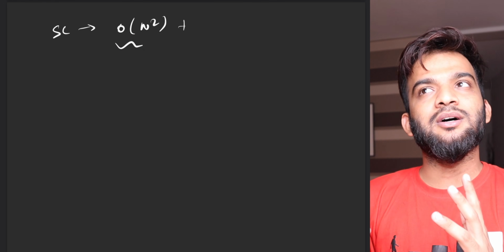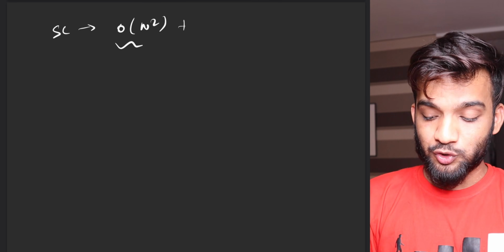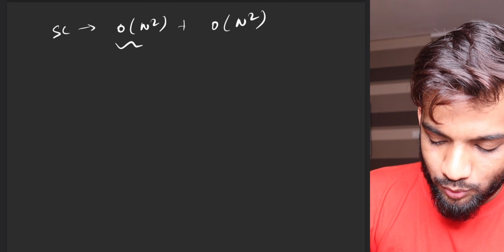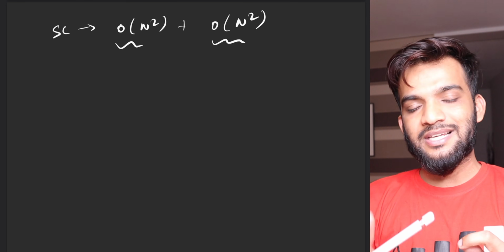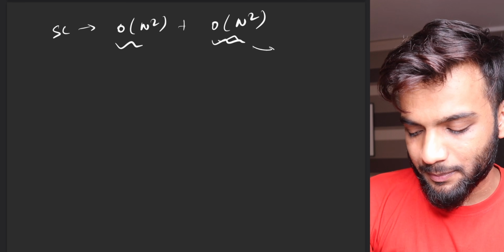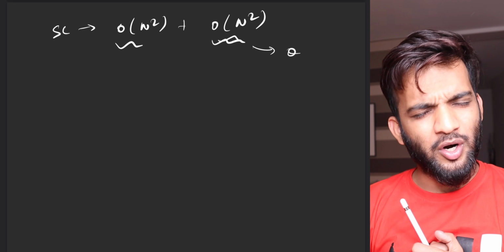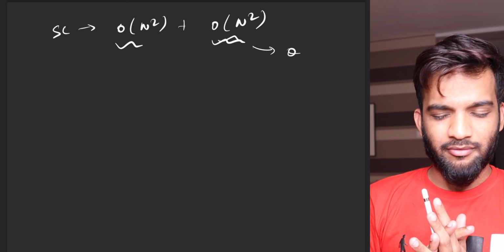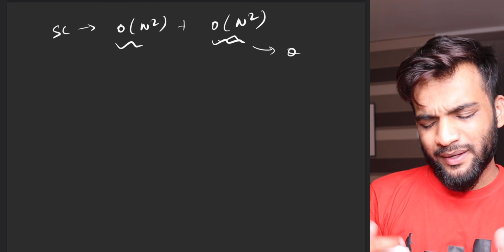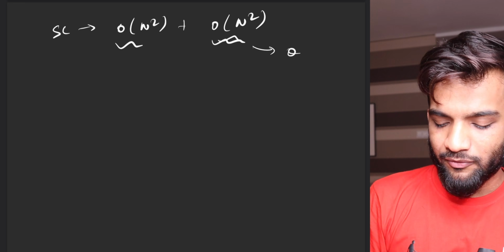Is there any other space? There is a queue space, at max n square queue space. If all of these guys are connected, the queue might end up taking n square space, but that will not happen. That is a very, very rare case. So we can say the space complexity is near about big O of n square.